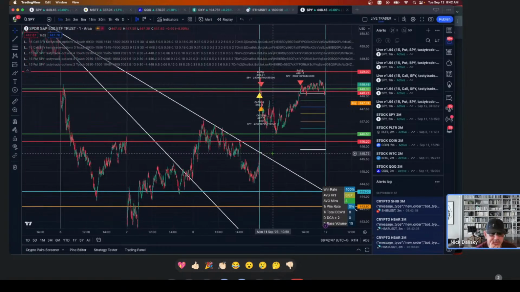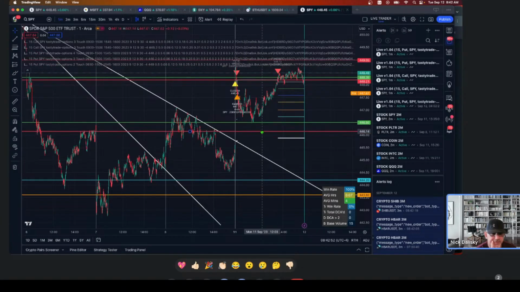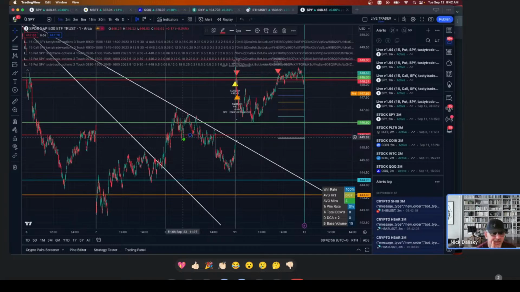I'm just looking, guys. I don't know that I like 446.20. I'm going to move it down to 446. I want a little more separation in here. Plus, I don't like it being so close to that resistance level.